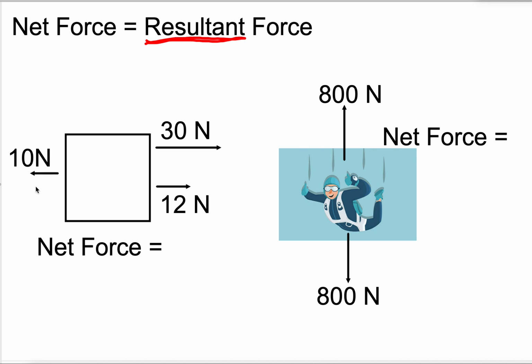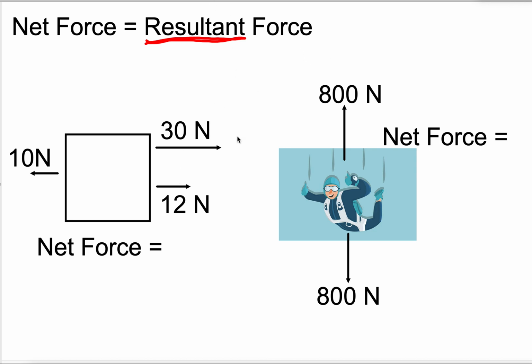So I have 10 newtons pulling to the left, 30 newtons pulling to the right, and 12 newtons pulling to the right. What is the one vector that would replace those 3 vectors? Okay, so someone wrote 52, and that is a good thought, right? But you're thinking about these as scalars and not vectors, right? Remember, when we do vectors, we add them head to tail.